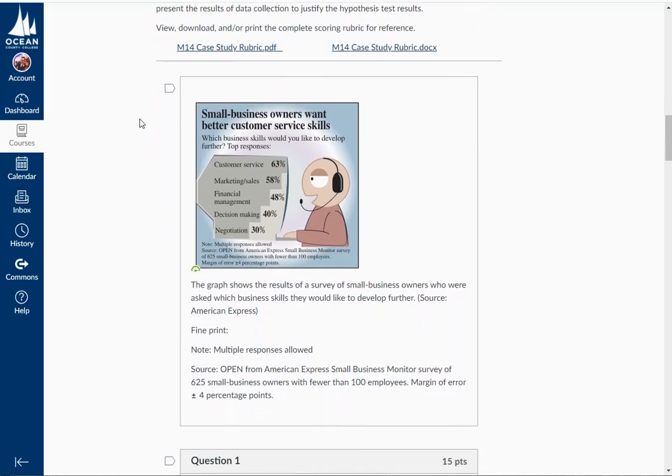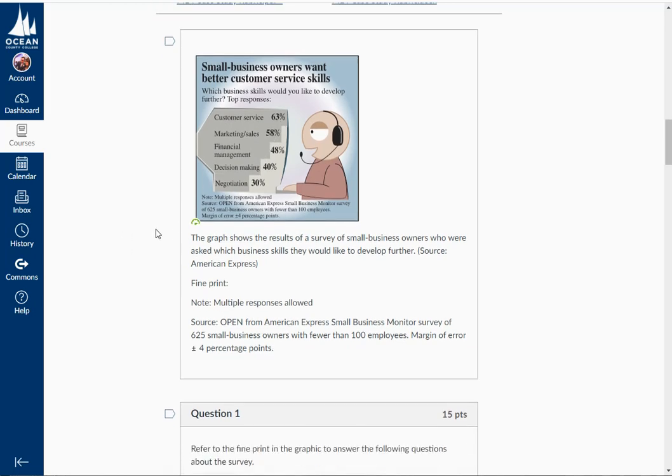This graph shows the results of a survey of small business owners who were asked which business skill they would like to develop further. You can see the question: what business skill do you want to develop further? The options are customer service, marketing and sales, financial management, decision-making, and negotiation, and then the percentages of each.